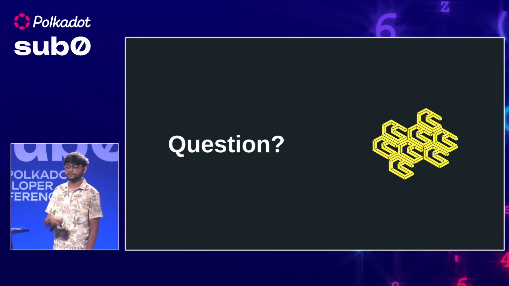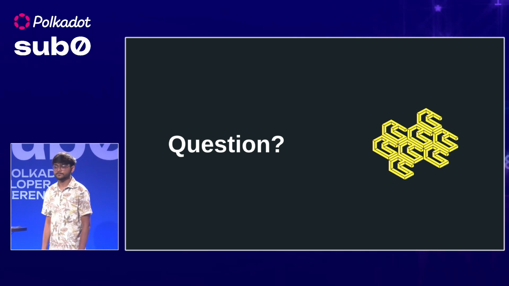Are the erasure coded chunks distributed to all relay chain validators or only to the ones assigned to that parachain? All the relay chain validators. All the relay chain. Yeah. Thanks.